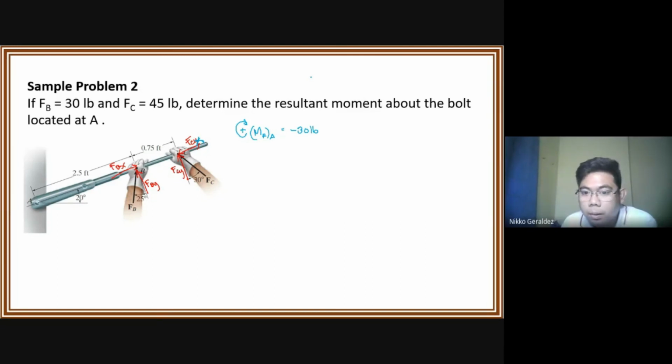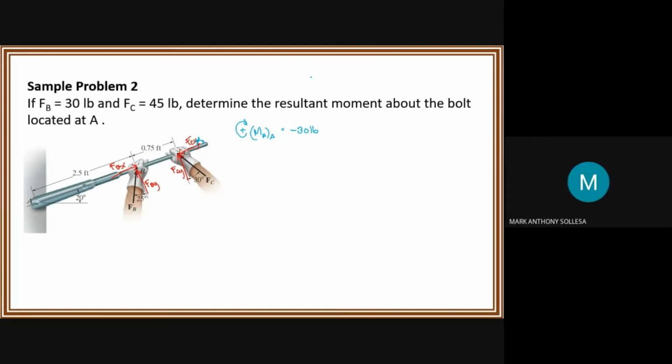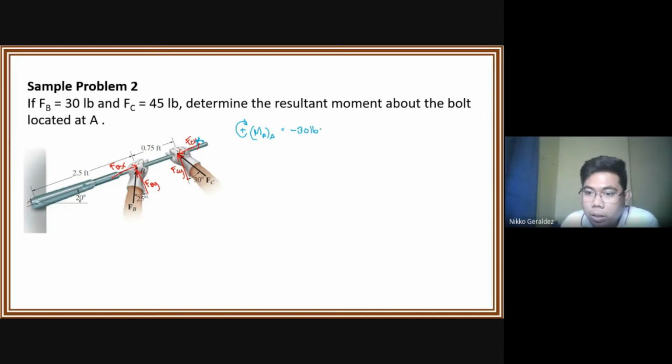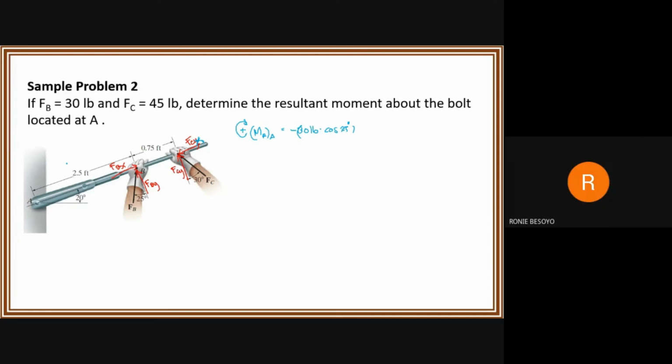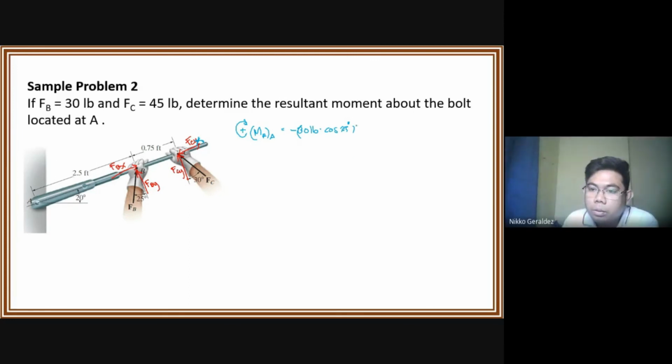Gusto 25. Mo multiply para meron kang component. So, cosine 25 degrees times ano yung perpendicular distance ng FBY to point A? 2.5. Oh, very good. So that is 2.5 feet. So that is the moment produced by FBY.